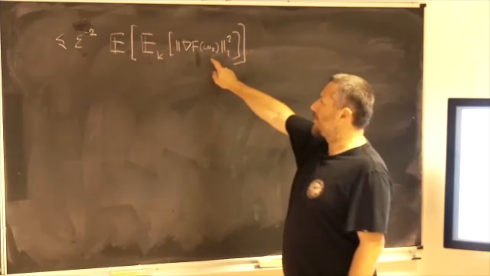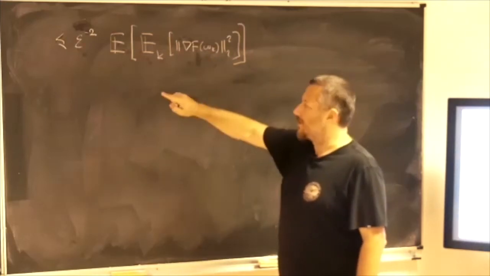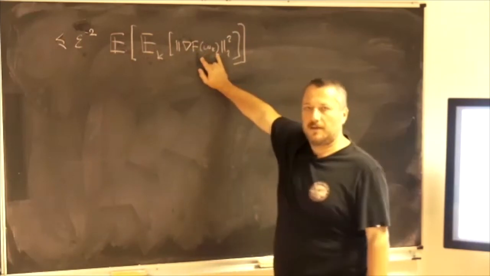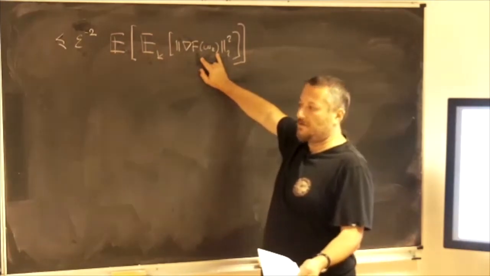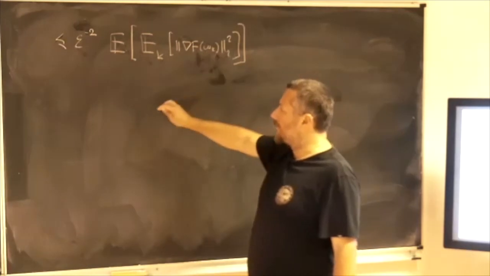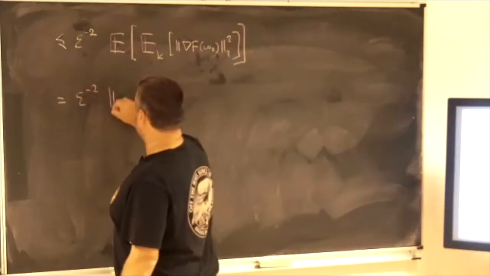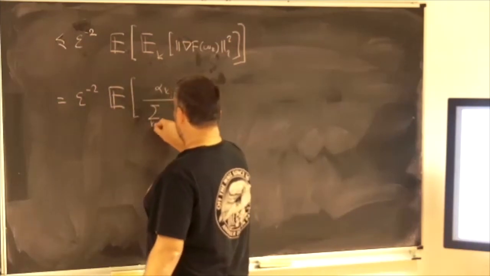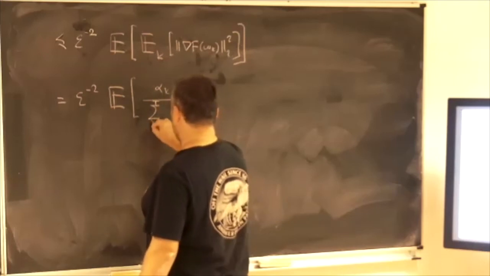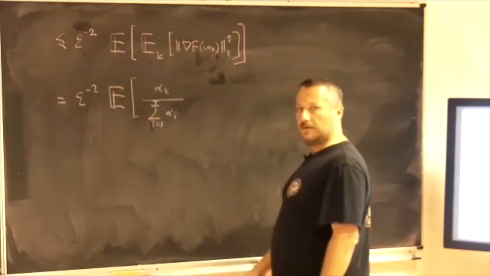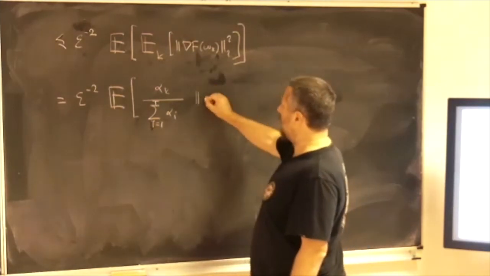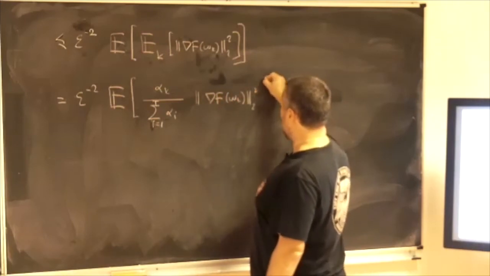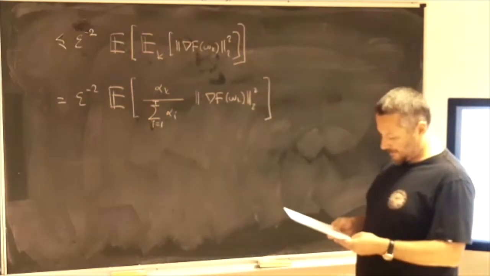What is this expected value? So the question is, what is the probability of choosing k as my iteration that I choose randomly? It's proportional to alpha k, if you remember. So this is epsilon negative 2 alpha k over, maybe I should write, the sum of alpha i, times this, the probability of getting this value times the value.